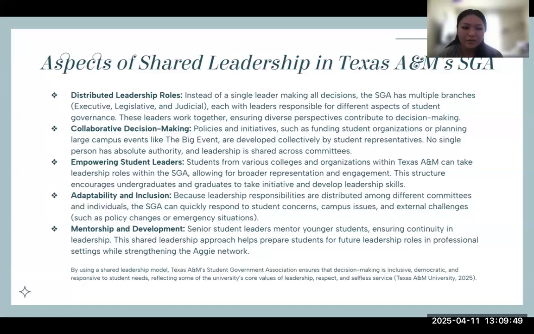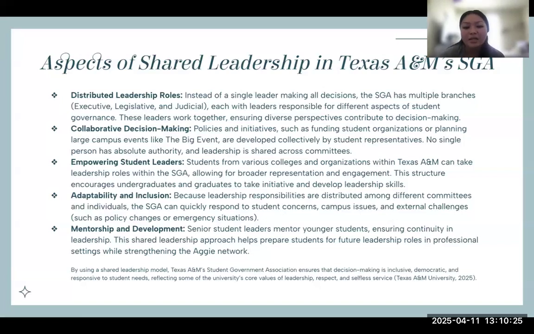For collaboration and empowerment, shared leadership also shows up in how SGA makes big decisions. For example, when it comes to big events like the Big Event, which is one of the largest student-run service projects in the country, or allocating funds to student organizations, no single person makes the final call. Instead, committees work together, discuss proposals, and vote on the best way moving forward. This collaborative process empowers students across campus from different colleges, backgrounds, and even graduate and undergraduate programs to get involved and take initiative.